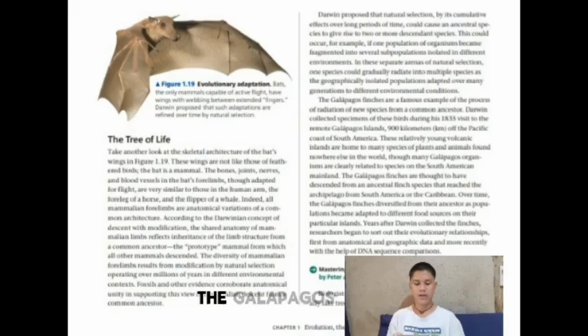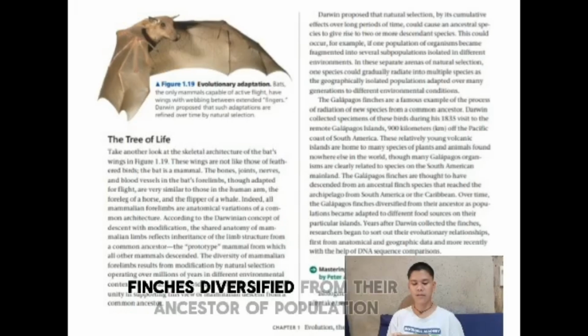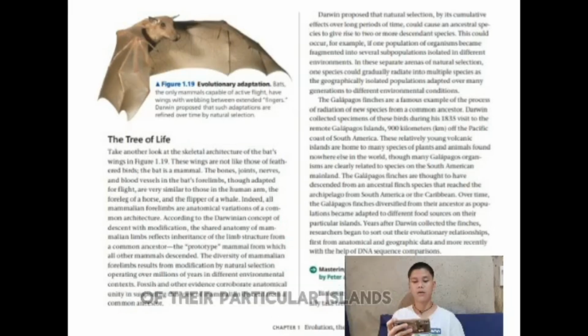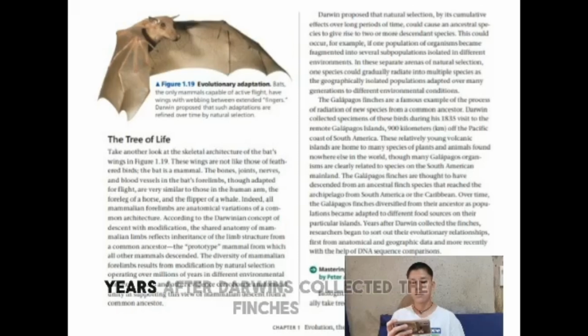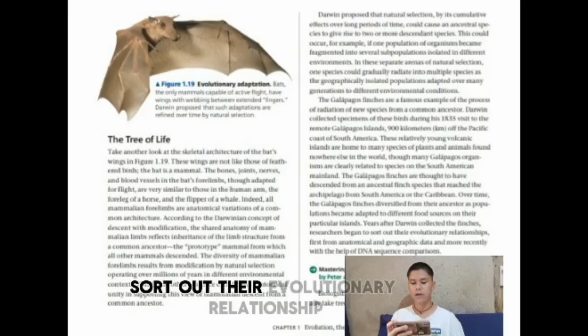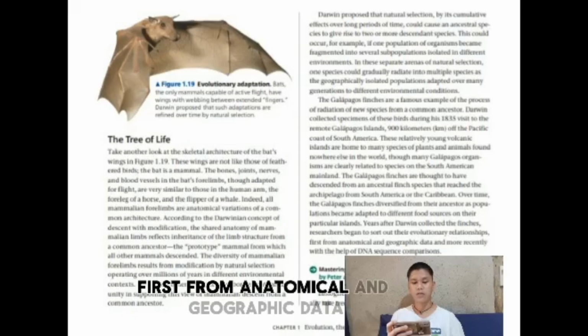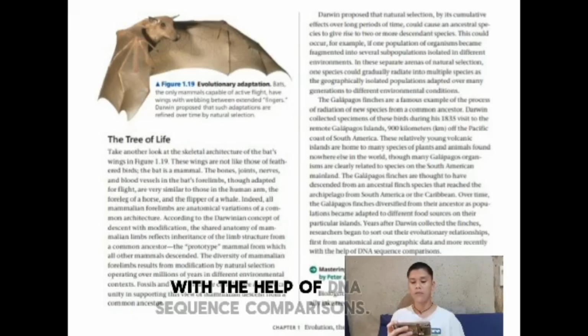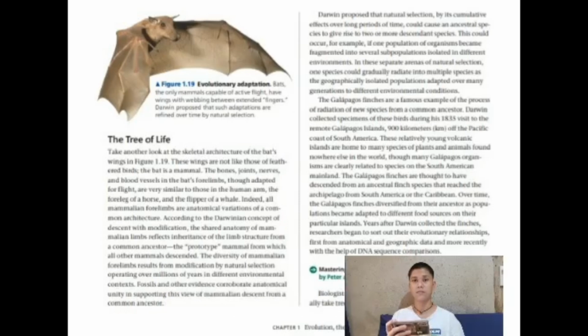Over time, Galapagos finches diversified from their ancestral population and became adapted to different food sources on their particular islands. Years after Darwin collected the finches, researchers began to sort out their evolutionary relationships, first from anatomical and geographic data and more recently with the help of DNA sequence comparisons.